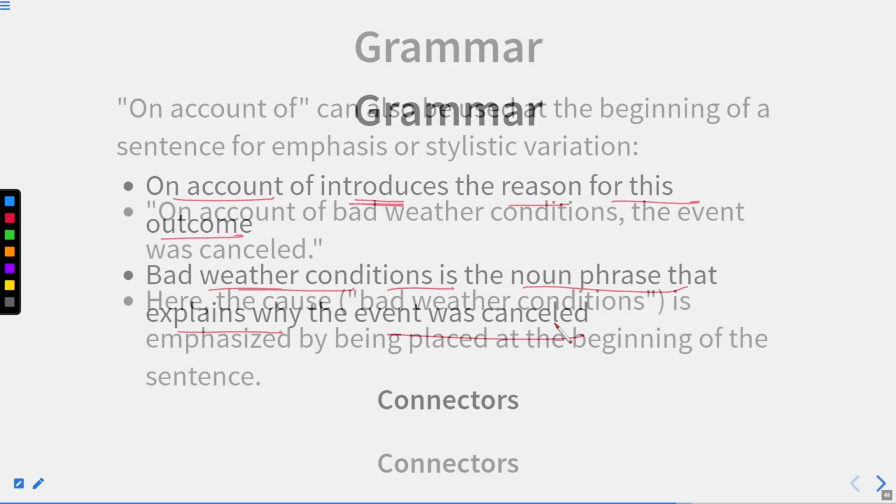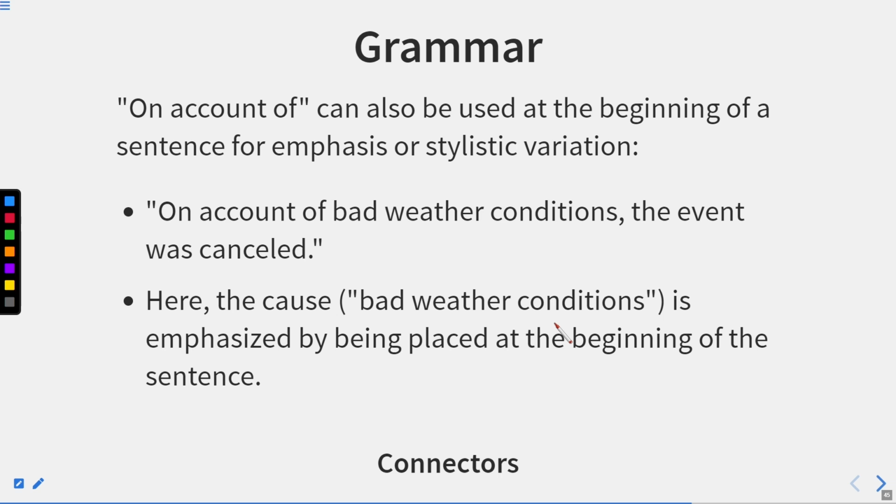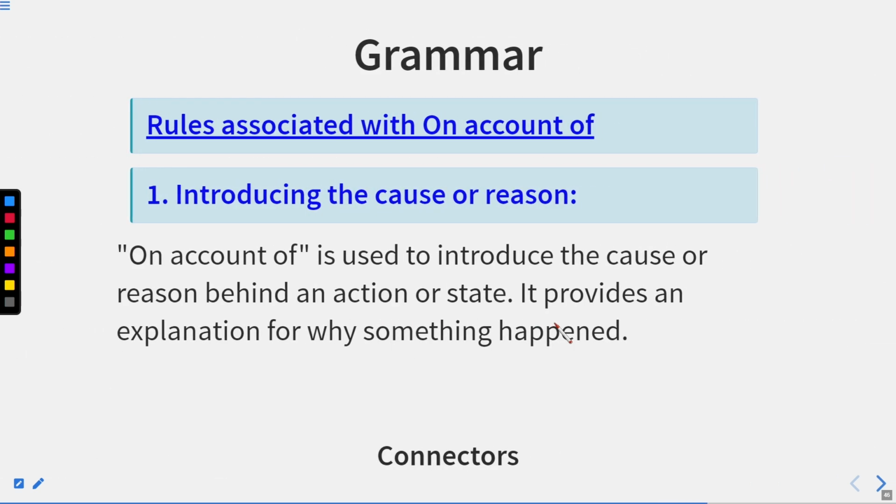On account of can also be used at the beginning of the sentence for emphasis or a stylistic variation. On account of bad weather conditions, the event was cancelled. Hence, here the cause, bad weather conditions, is emphasized by being placed at the beginning of the sentence. Rules associated with on account of introducing the cause or reason. On account of is used to introduce the cause or reason behind the action or a state. It provides an explanation for why something happened.